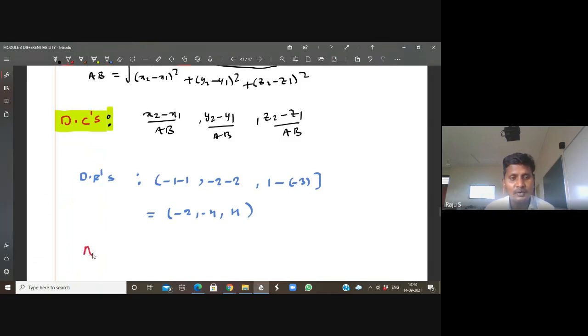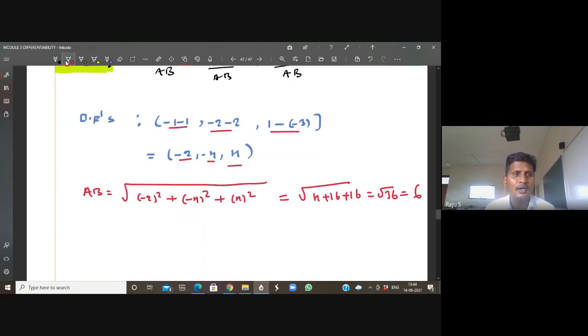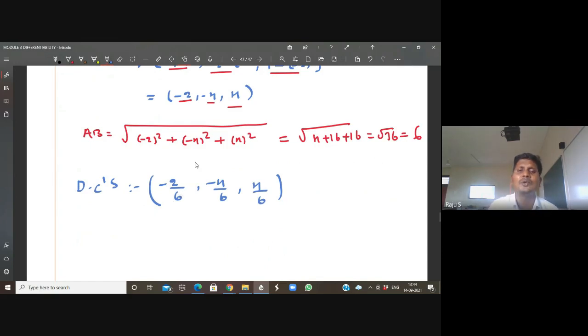To find the direction cosines, first we have to find the distance AB. Root over minus 2 square plus minus 4 square plus 4 square. That is 4 plus 16 plus 16, which is 36, that is 6. Got it? Therefore, the direction cosines are minus 2 by 6, minus 4 by 6, 4 by 6, direction ratios divided by the magnitude. Even if you find the unit vector, the coefficients of i, j, k give the same. Simplified, it is minus 1 by 3, minus 2 by 3, and 2 by 3. Got it? Simple.